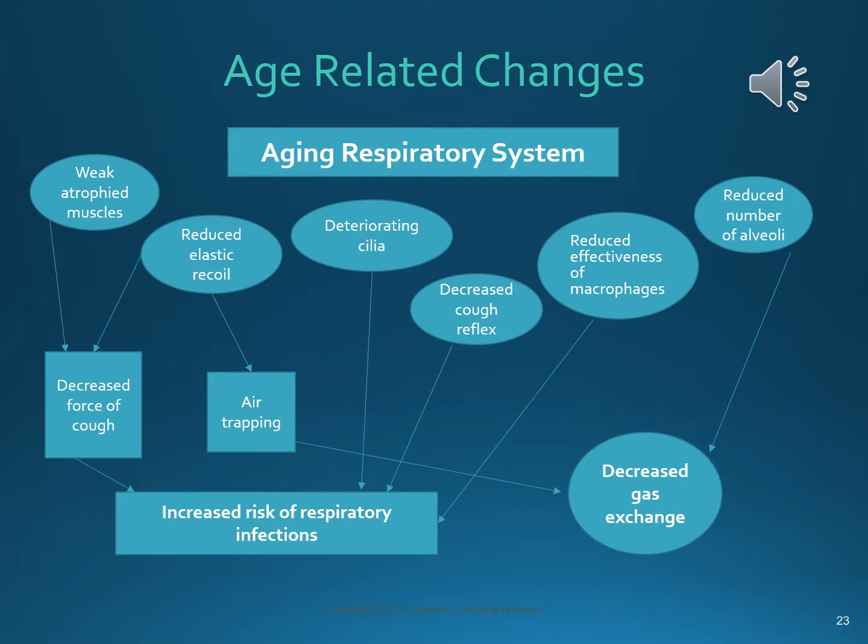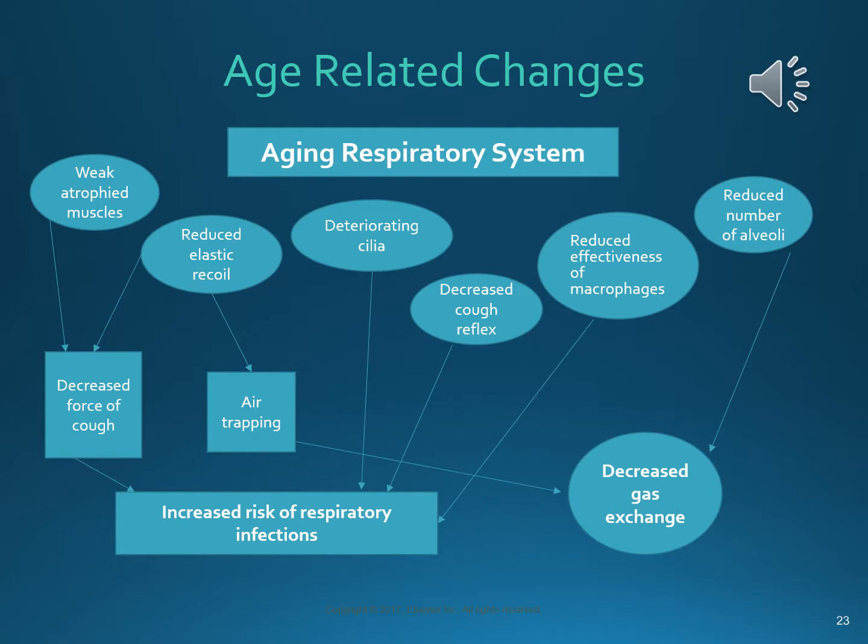And if you look at this diagram, you'll see why these things happen. You get weaker, stiffer, atrophied muscles. You get a reduced elastic recoil of your lungs, so it's more difficult to exhale all the air and the air traps. Because of that decreased elastic recoil and the weaker, stiffer muscles, the force of your cough is decreased. Because you can't cough out as much of the trapped bacteria and other microorganisms, you get an increased risk of respiratory infections.